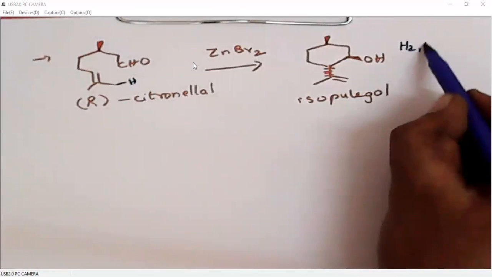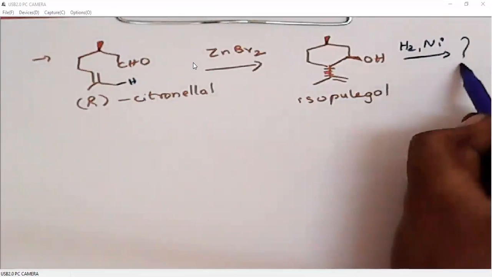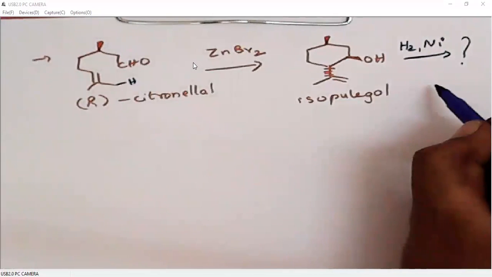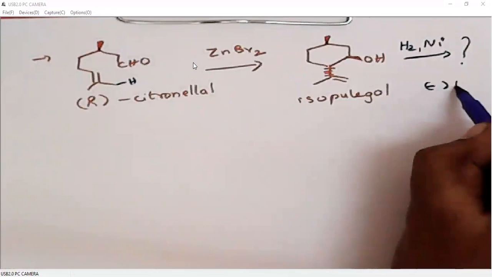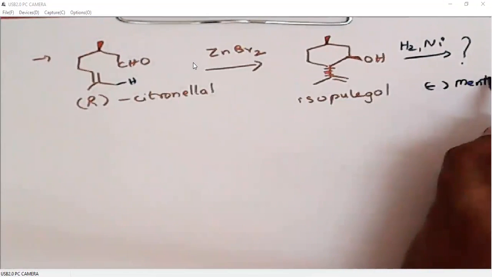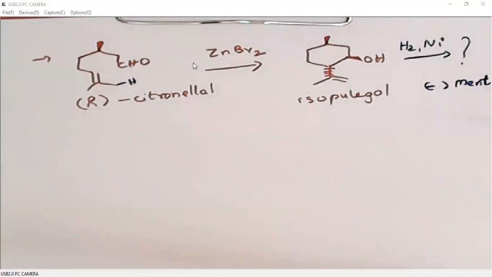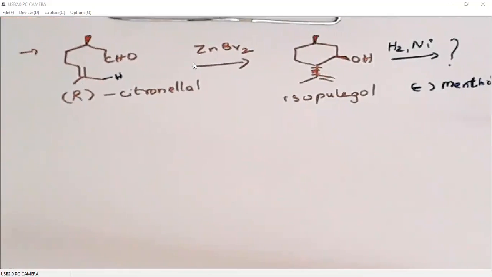What is the product when it is treated with hydrogen and nickel? Of course, it is the reduction of the double bond. So the product is S-menthol.